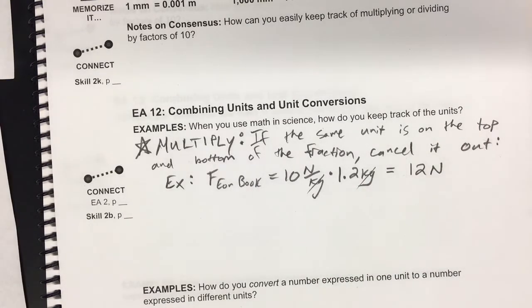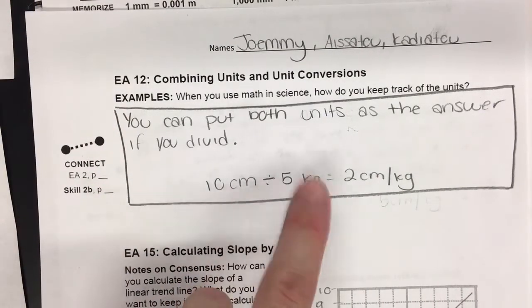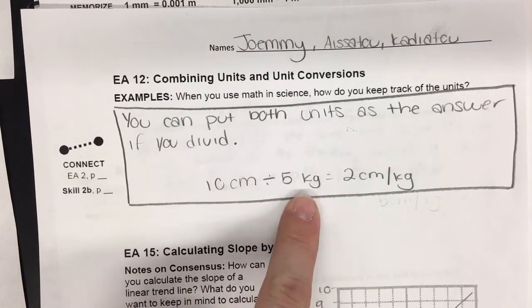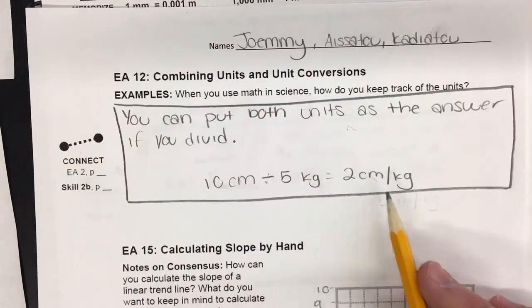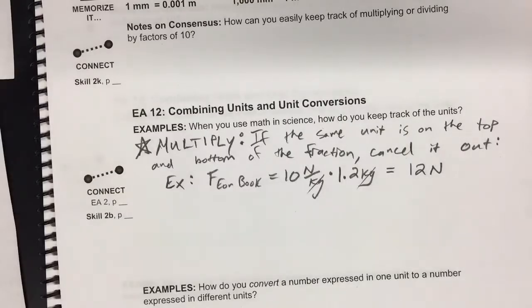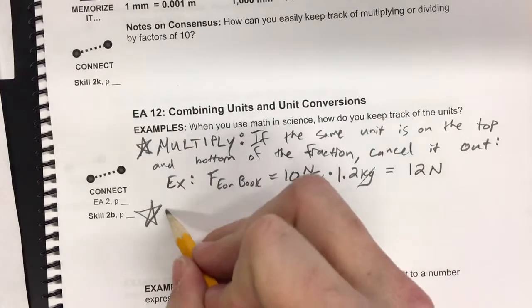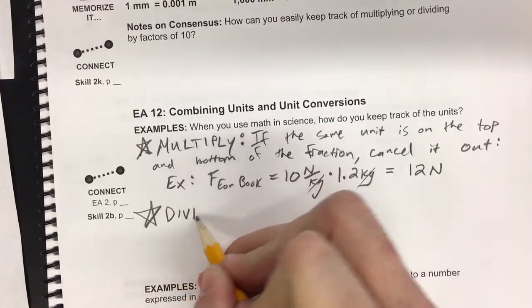The second suggestion comes from Joemi, Isatu, and Kadayatu. Their idea is if you're dividing two numbers that both have units, we want to make sure to keep those units as a part of the answer. So let's write that down as an example too. This is going to be very important for calculating slope. And we're doing division problems when we're calculating slope.